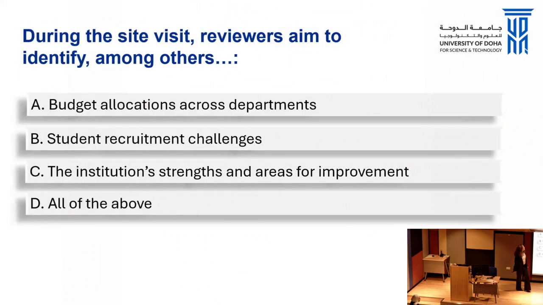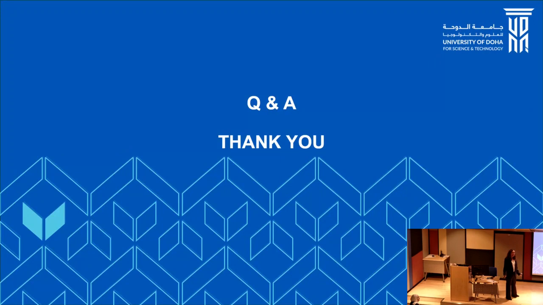During the site visit, reviewers aim to identify, among others, budget allocation across departments, student recruitment challenges, and the institution's strengths and areas for improvement, or all of the above. And because you're all faculty, I'm sure you always have these multiple choice. Never put all of the above, because that's the one they'll always choose. No, I'm kidding. It's easy, but yes. They're going to be looking at all three aspects of those. That's it. That's my presentation.